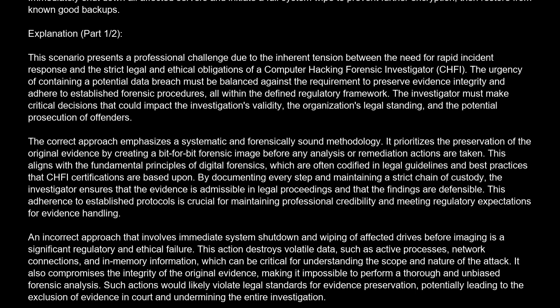It also compromises the integrity of the original evidence, making it impossible to perform a thorough and unbiased forensic analysis. Such actions would likely violate legal standards for evidence preservation, potentially leading to the exclusion of evidence in court and undermining the entire investigation. Another incorrect approach, which is to proceed with analysis on the live system without creating a forensic image, also represents a critical failure.